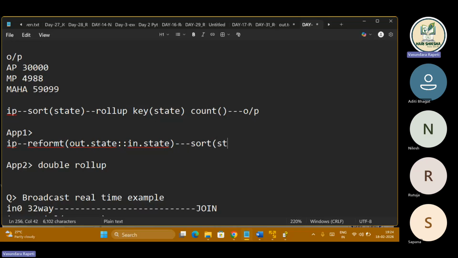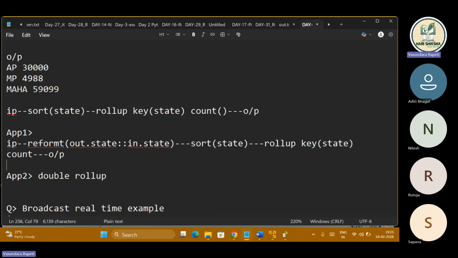You can do sorting on state and then counting. Some people suggest this also, but there are some issues. If you have malformed data, you need to do all that cleansing and then sorting. Either you do that in the reformat itself, which is also possible. Yes, state and then count. This is one possible solution, actually.